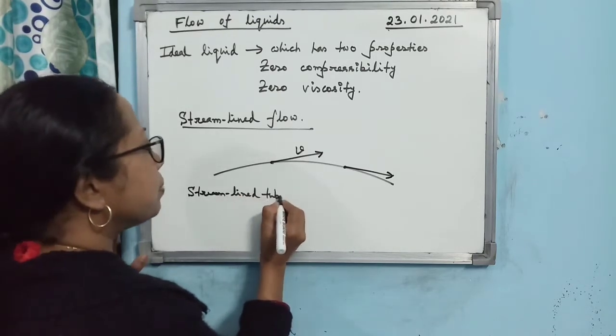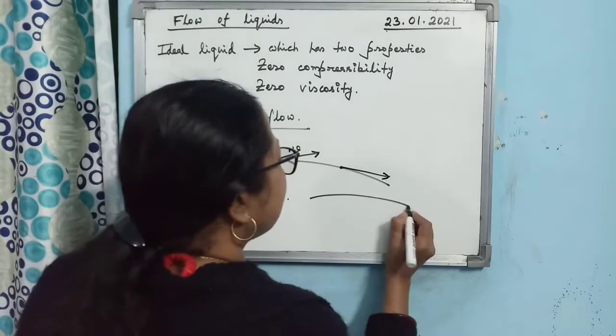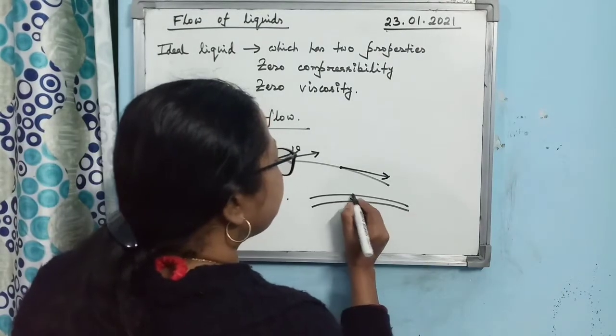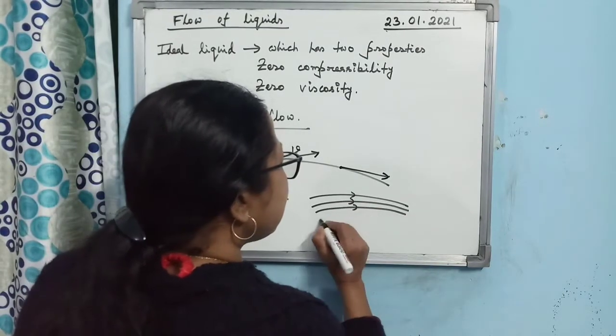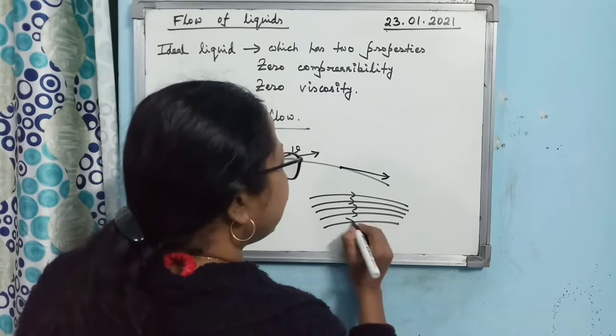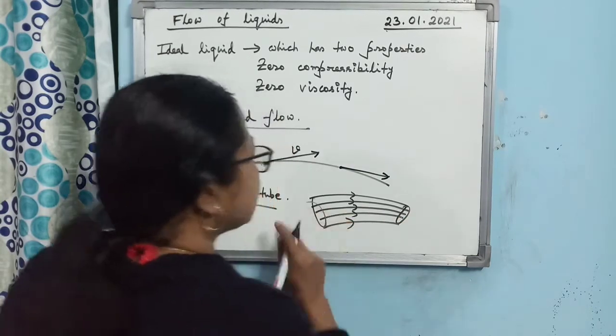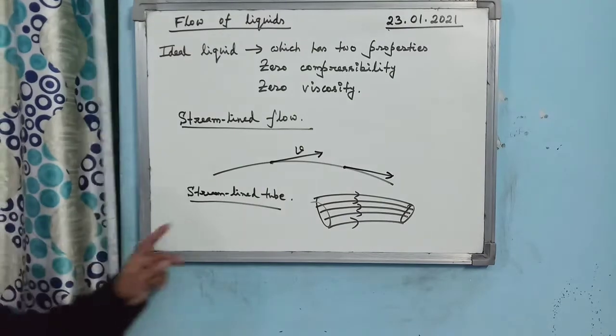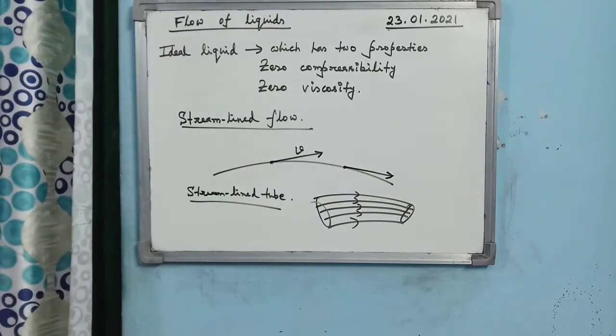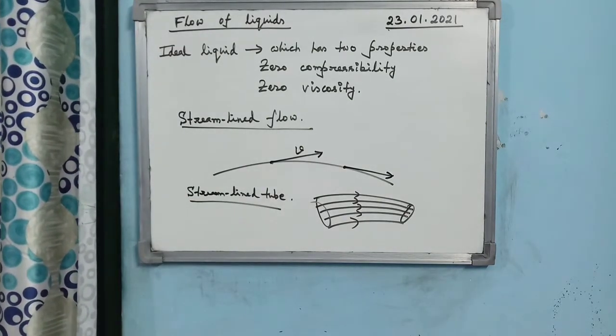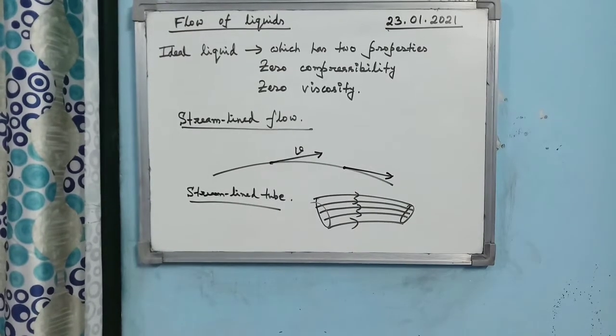It is a very simple thing that if you consider a tube which is formed by successive streamlines, then that is known as the streamlined tube. Alright, so the concept of streamlined flow and streamlined tube is important. You must remember the concept.